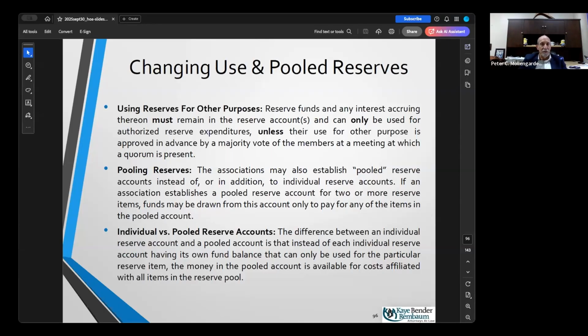Pooling reserves. The association may also establish pooled reserve accounts instead of or in addition to individual reserve accounts. If an association establishes a pooled reserve account for two or more reserve items, funds may be drawn from this account only to pay for any of the items in the pooled account. Individual versus pooled accounts: the difference between an individual reserve account and a pooled account is that instead of each individual reserve account having its own fund balance that can only be used for that particular reserve item or purpose, the money in the pooled account is available for costs affiliated with all the items that are in that pool.